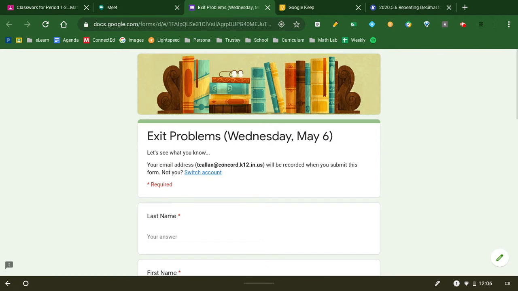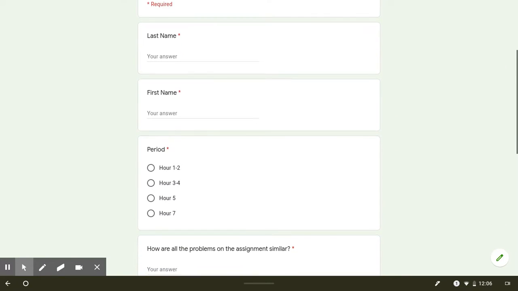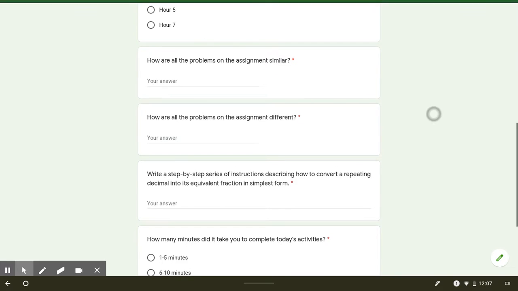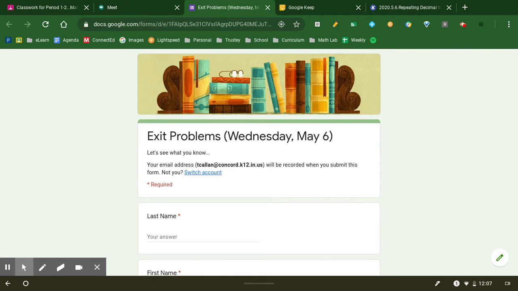For the exit problems, you might already realize what's coming. After you enter the usual name, date, and period: How are all these problems on the homework similar? How are they all different? And then write yourself a step-by-step series of instructions describing how to convert a repeating decimal into its equivalent fraction in simplest form.